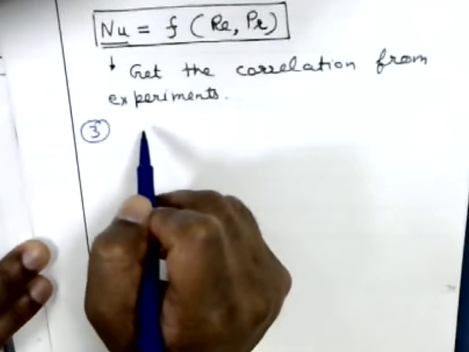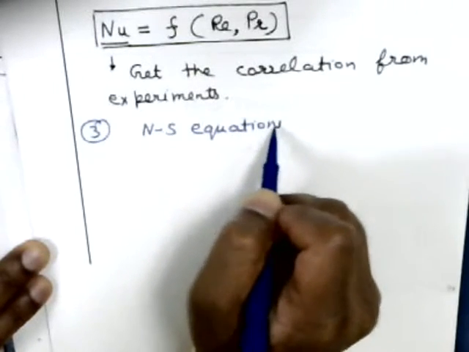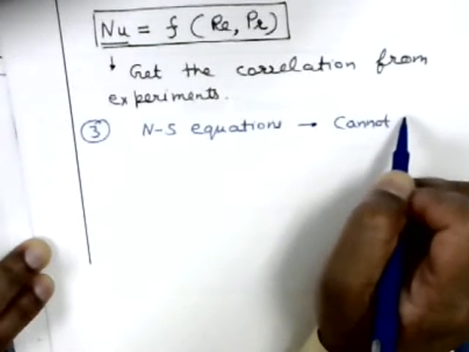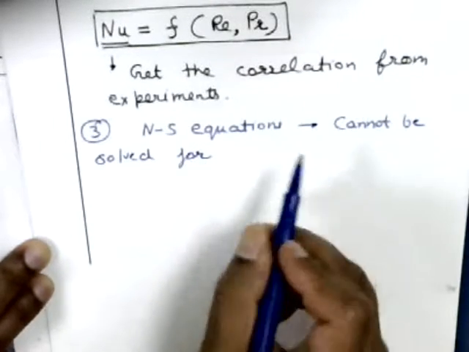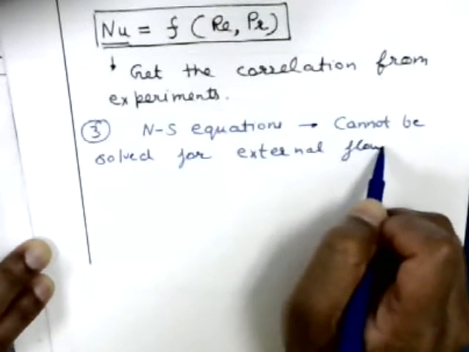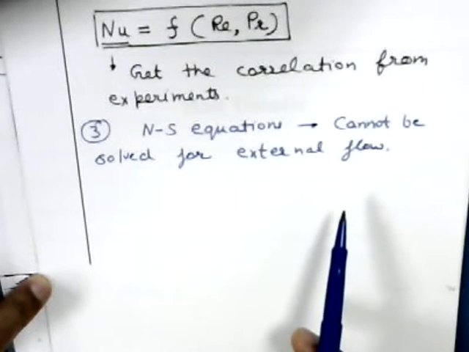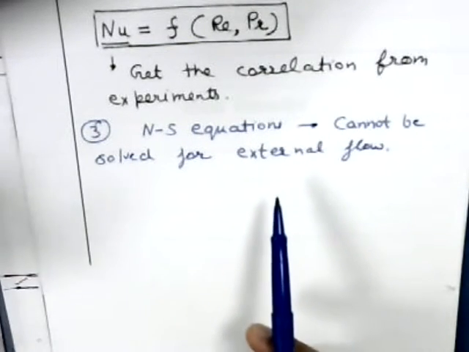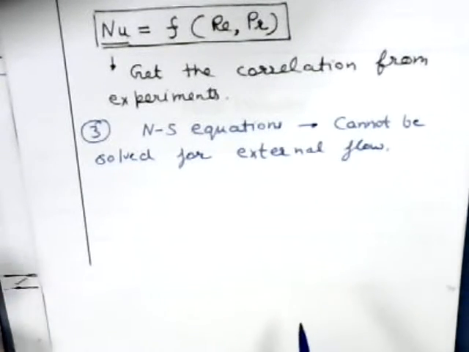Actually, it turns out that the Navier-Stokes equations cannot be solved, except by using computers, for external flow. External flow means we have flow over an object, like flow over a plate or flow over a cylinder. So that is external flow. We have Navier-Stokes equations, and along with that there is the energy equation. Those equations cannot even be solved for external flow.